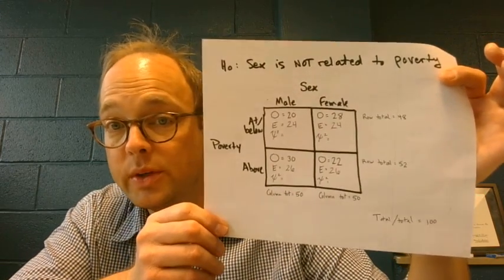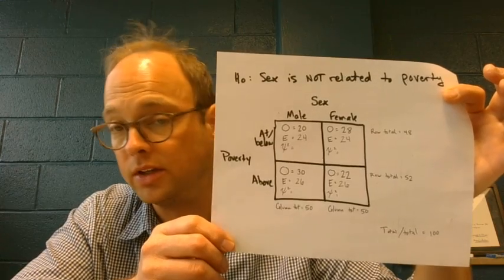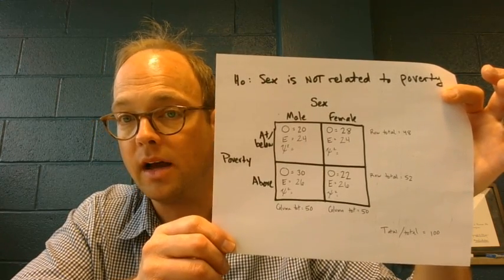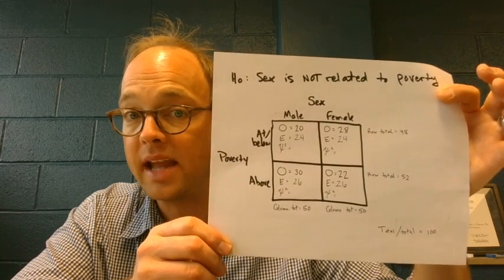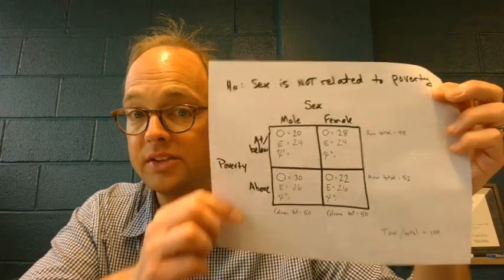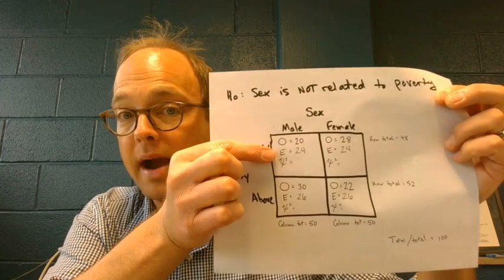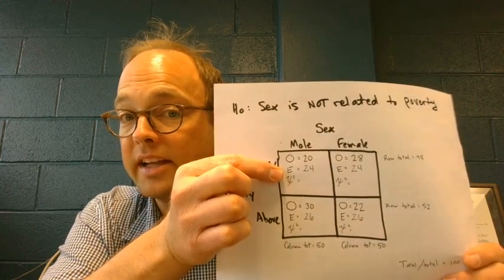All right? So I'm going to do that now, and you do it too, and see what you come up with. And I will also, of course, include a worksheet showing the math as well. So go ahead and calculate chi-square values for each cell. Simply take observed minus expected, square that difference, and divide by expected.